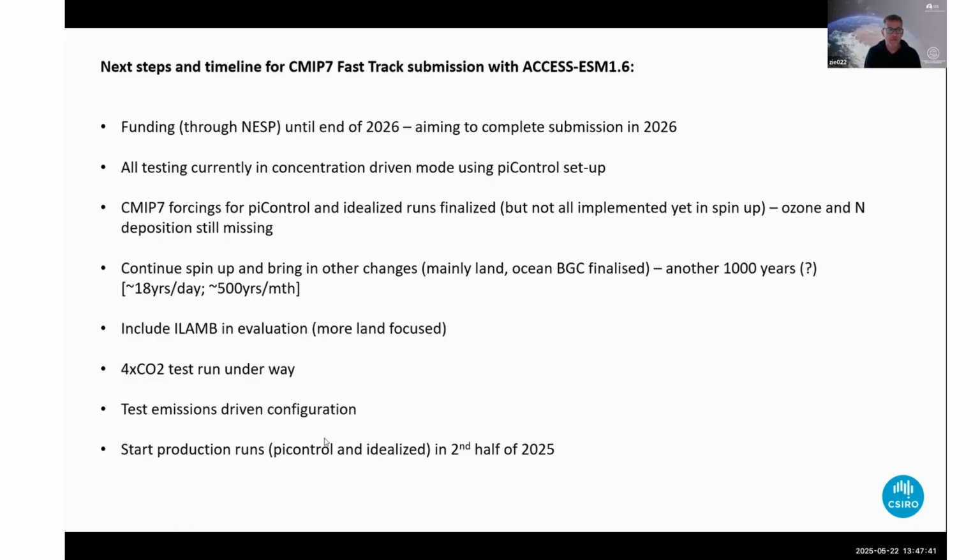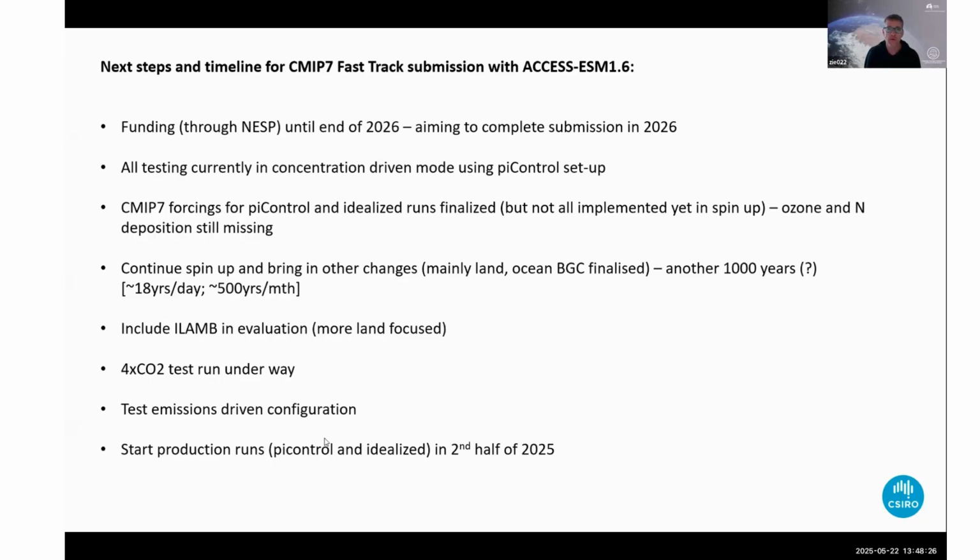I believe the CMIP 7 forcings for the PI control run and the idealized runs are now almost completed, and they're not all implemented yet. It was mainly the solar constant that's already updated to CMIP 7. We're planning to bring in those updated forcings in the next phase of the spin up. Ozone and nitrogen deposition is not available yet, and we have to wait until that is released. I already said that we are going to continue the spin up and then bring in the changes when they are ready. That will be mainly focused on the land.